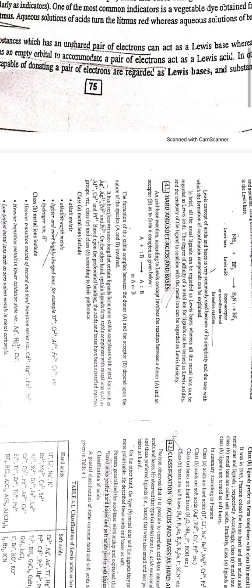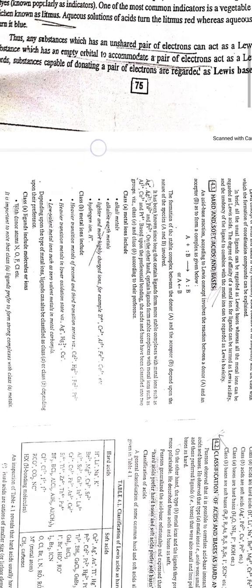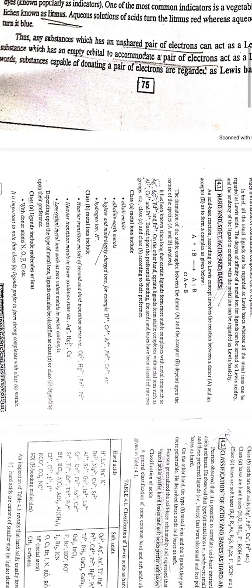The formation of a stable complex between the donor A and the acceptor B depends upon the nature of the species A and B involved. It has been known for a long time that certain ligands form more stable complexes with metal ions such as Ag+, Ag2+, Pd2+ and Pt2+. On the other hand, certain ligands form stable complexes with metal ions such as Al3+, Co3+, Pt4+.